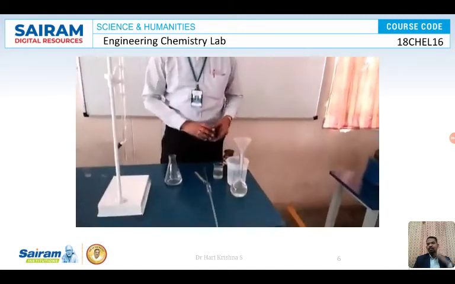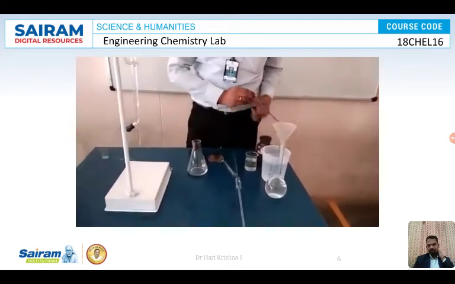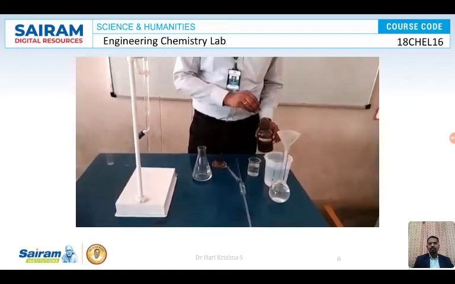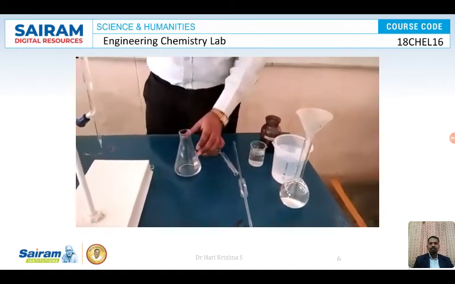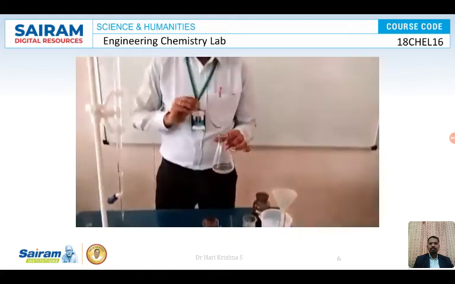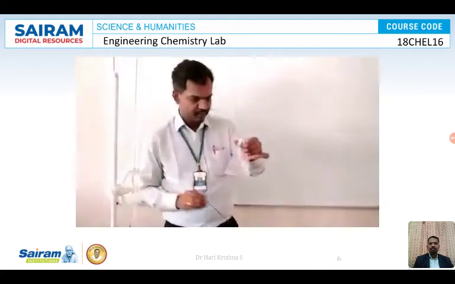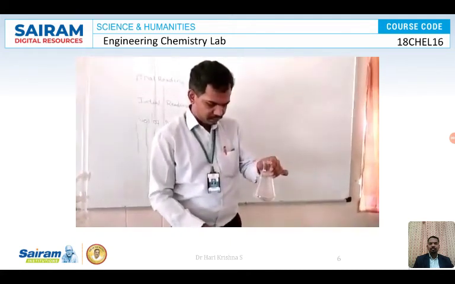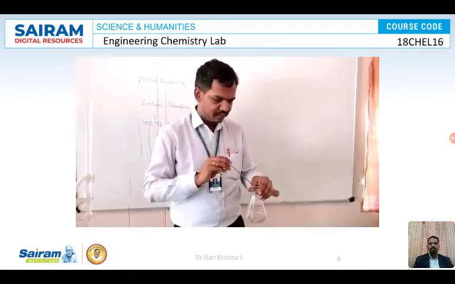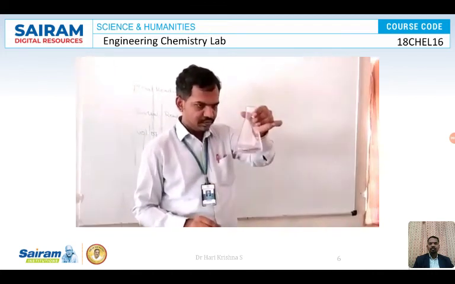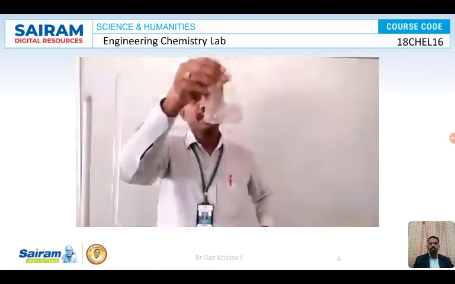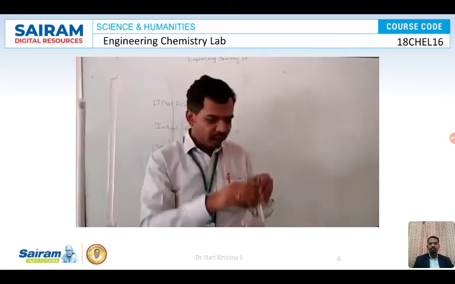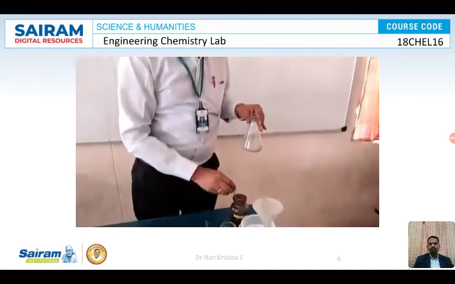Okay, so we are going to add Eriochrome Black T indicator. A pinch of Eriochrome Black T indicator is added. You can see, right? We got wine red color. So this is sufficient. If you add more indicator, you cannot determine the end point.